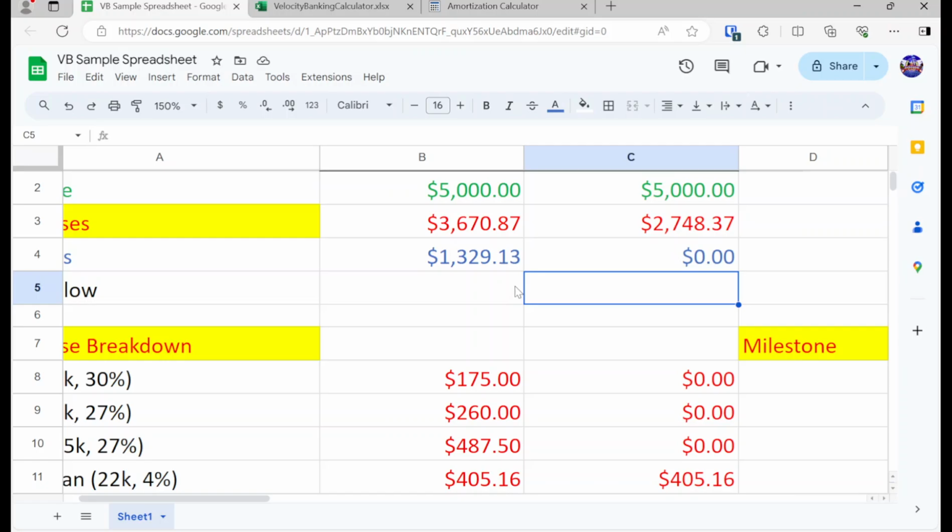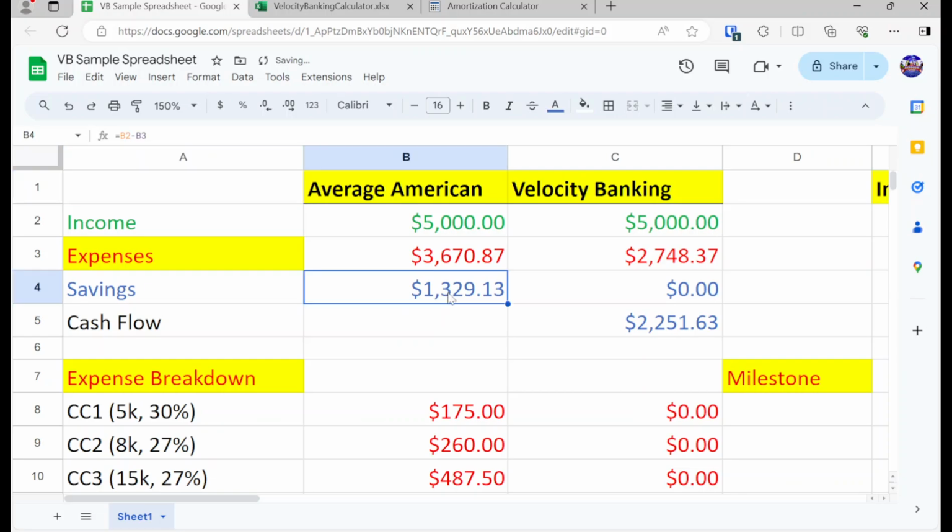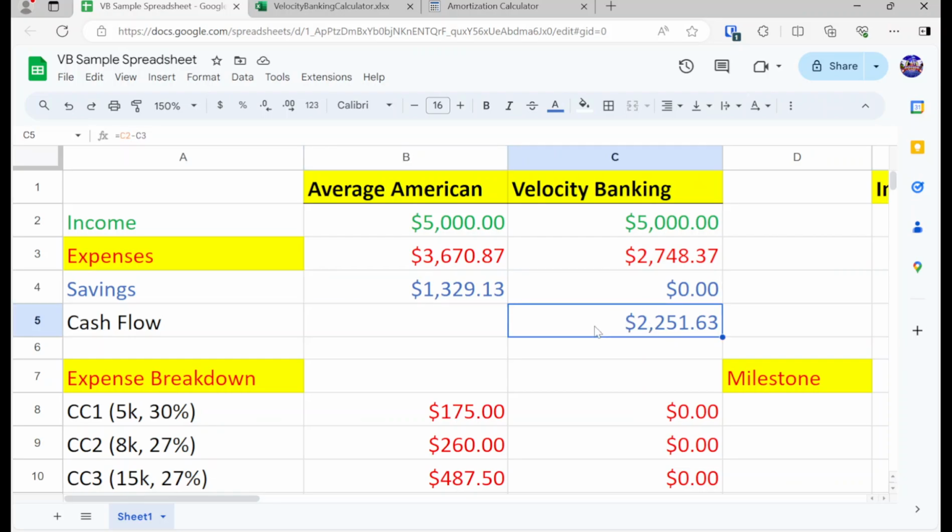And then we're going to calculate our cash flow, which is C2 minus C3, right? So now, as you can see here, our cash flow has increased. Here we were at savings of $1,300 a month, and now our cash flow is 2,200. How did that happen?